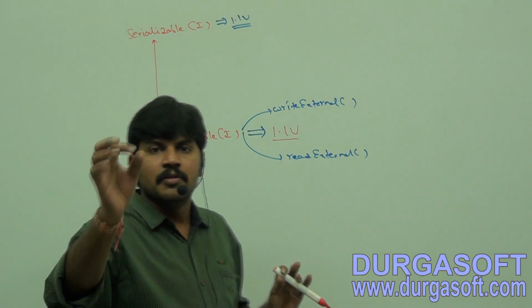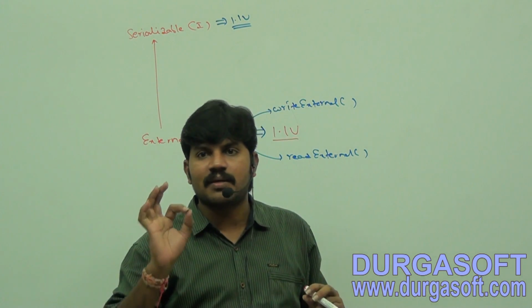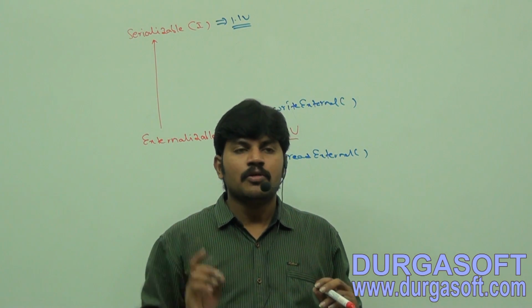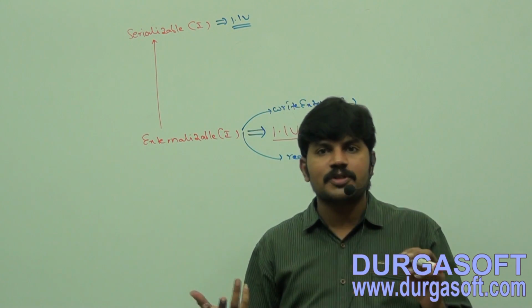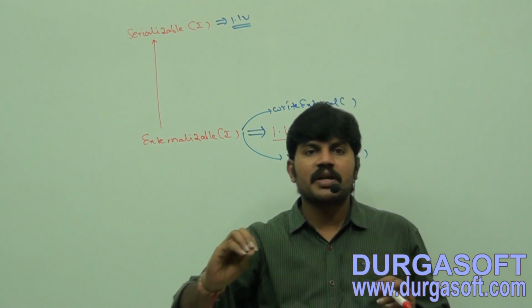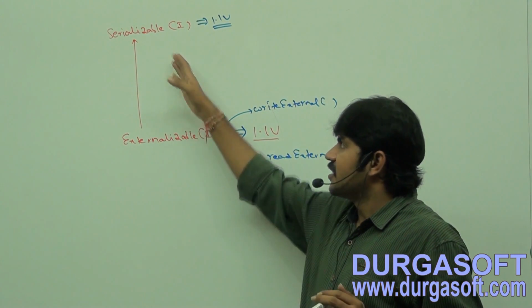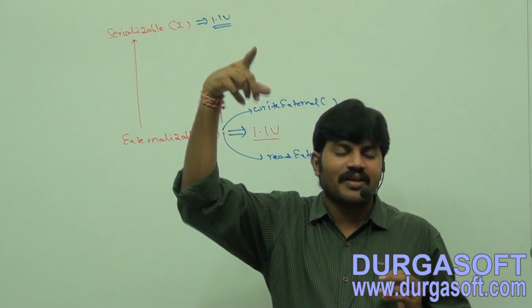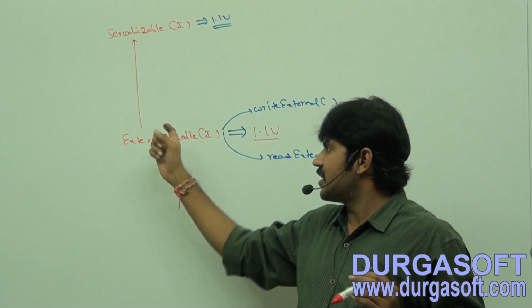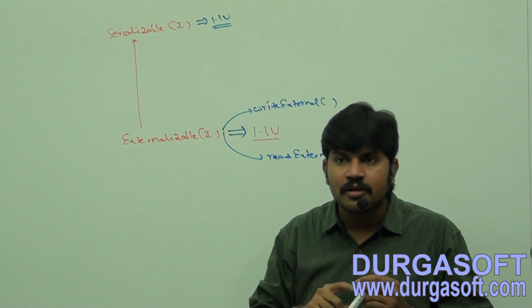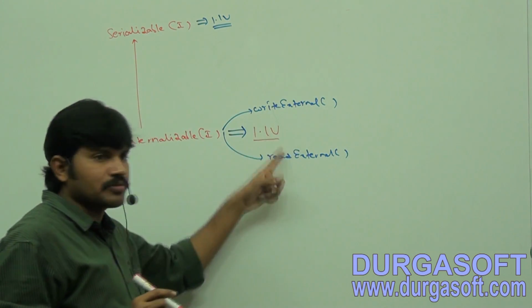Simple reason: because of the laziness of the programmer. Why? In serialization, who is going to take care of everything? The JVM. But in externalization, who is required to take care? The programmer. Two big methods we are required to implement.